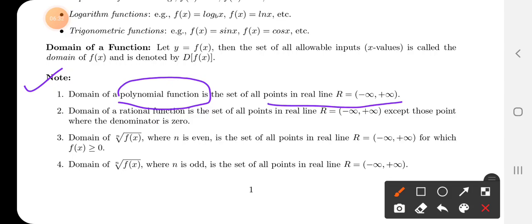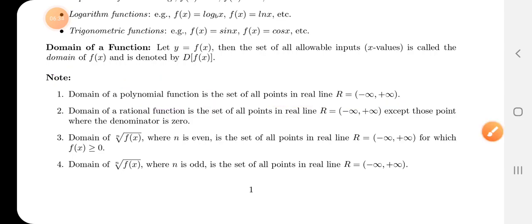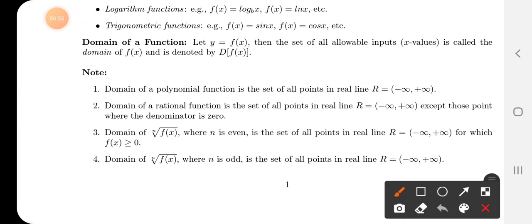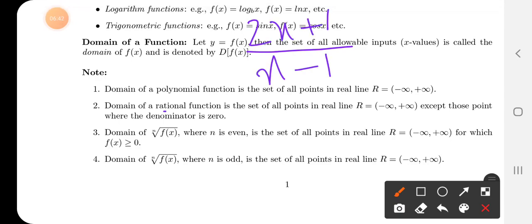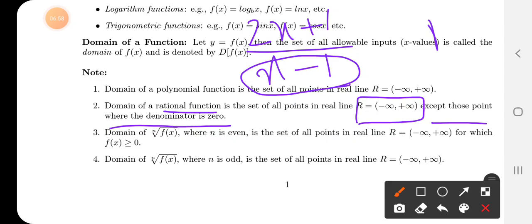Okay. And for a rational function, remember, it is a function in the form of polynomial over polynomial. For example, 2x plus 1 over x minus 1. This is a rational function. So the domain of the rational function is again the set of all real numbers, but with one difference: except the points where the denominator is 0. So this denominator is 0 at 1.